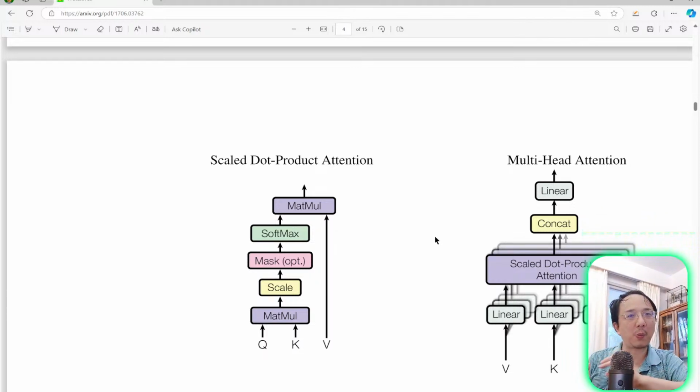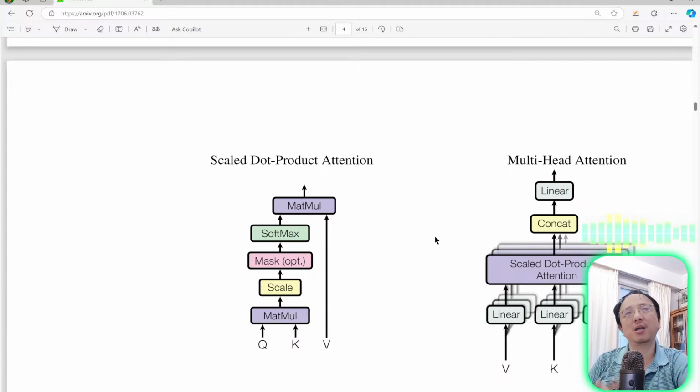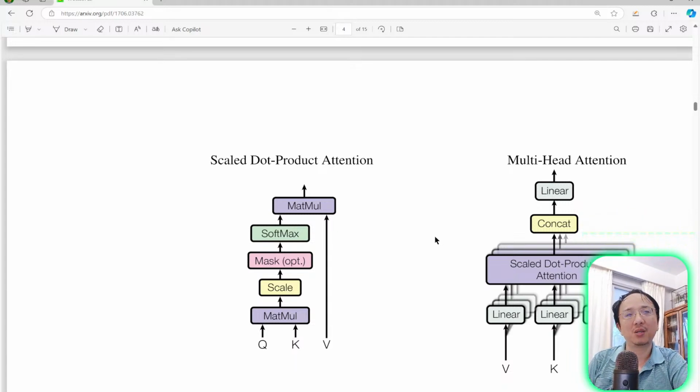So there are different relations between a token and others, so maybe we want to do this attention multiple times. This is called multi-head attention. We do this multiple times and concatenate them together, and finally we do a linear mapping to get the final output.